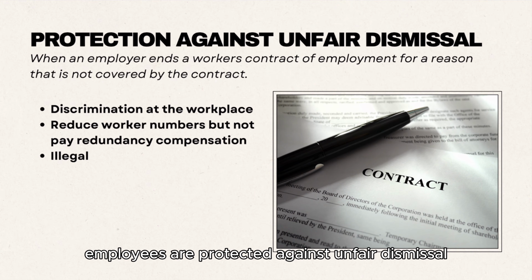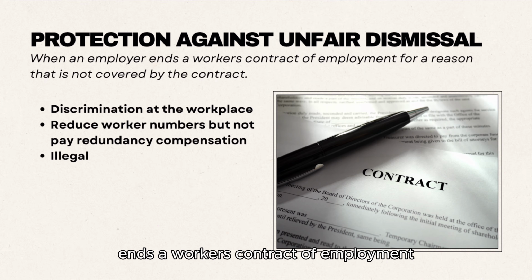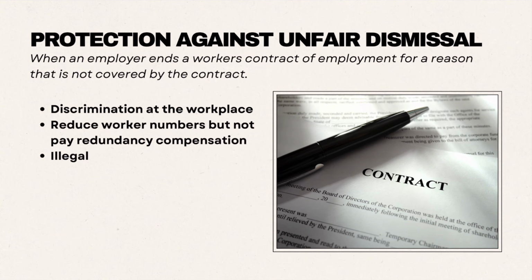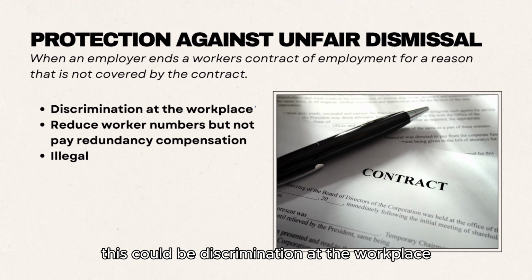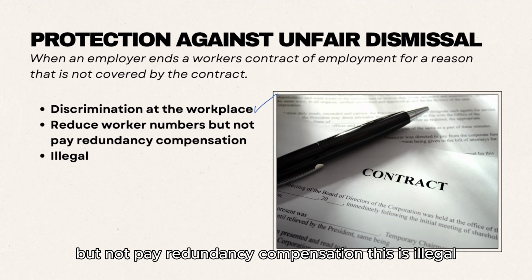Employees are protected against unfair dismissal. This is when an employer ends a worker's contract of employment for a reason that is not covered by the contract. This could be discrimination at the workplace, or to reduce the worker numbers but not pay redundancy compensation. This is illegal.